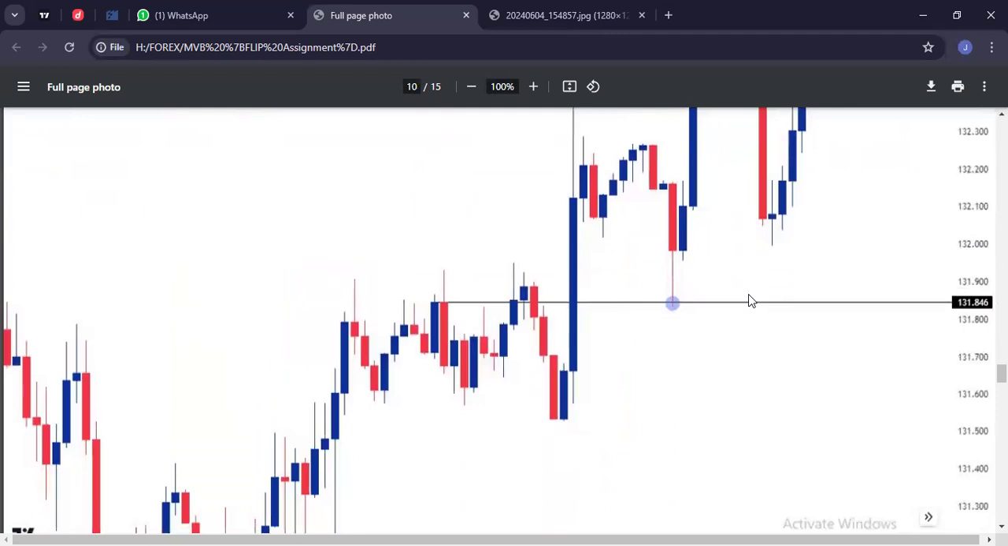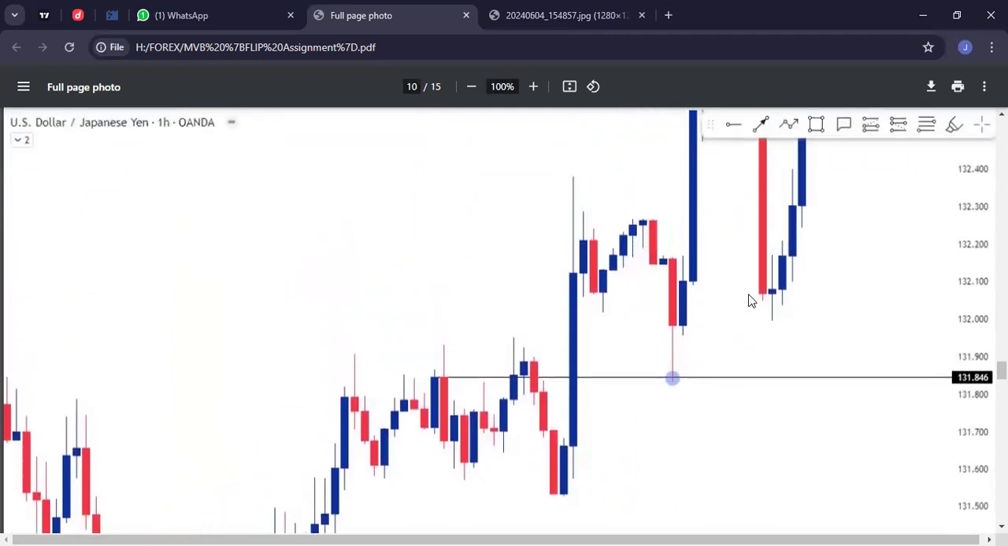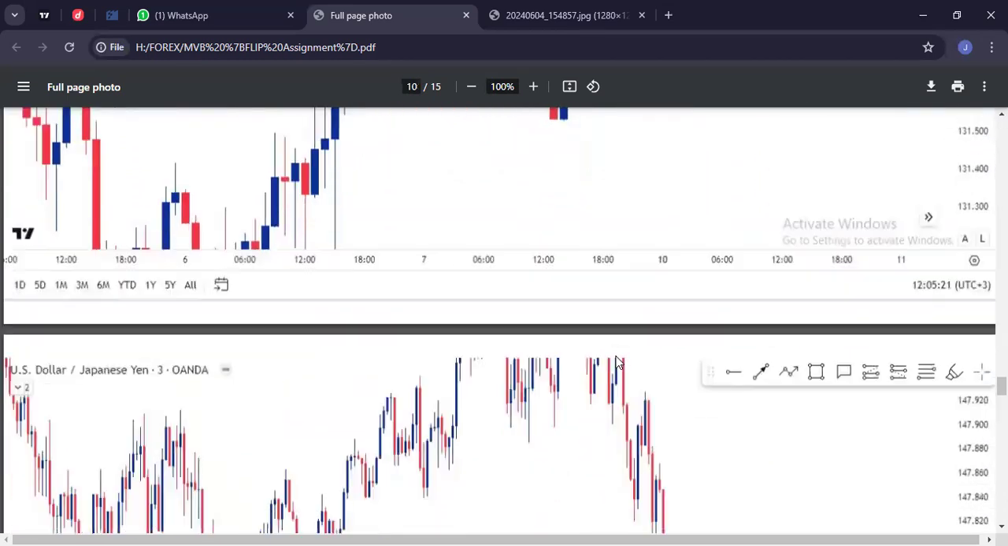Another example. I think this was not supposed to be a liquidity engineering actually. This is another entry type. I think we can skip this.